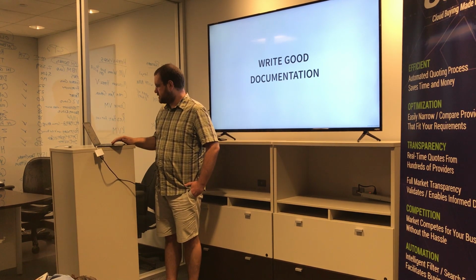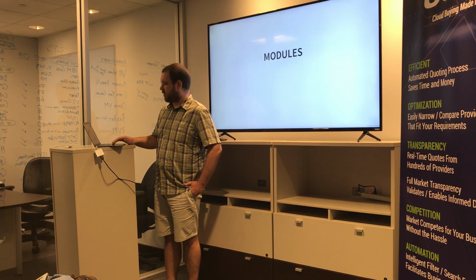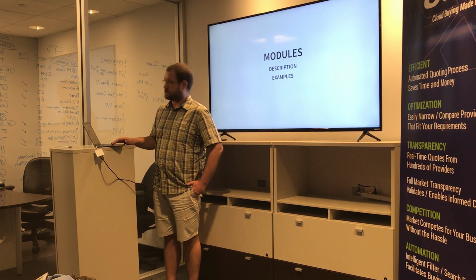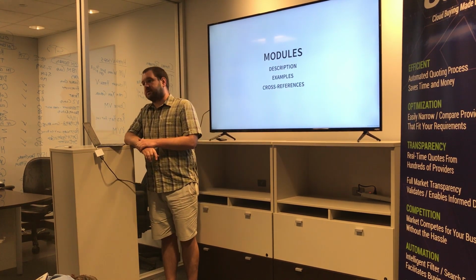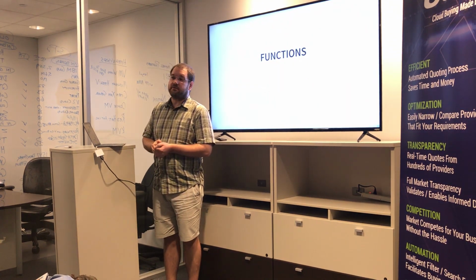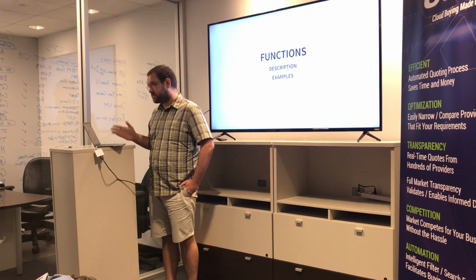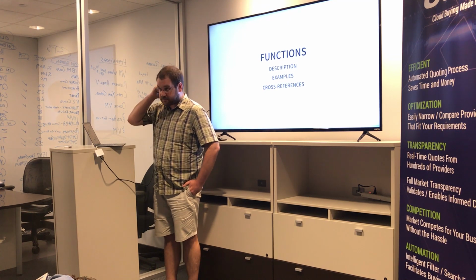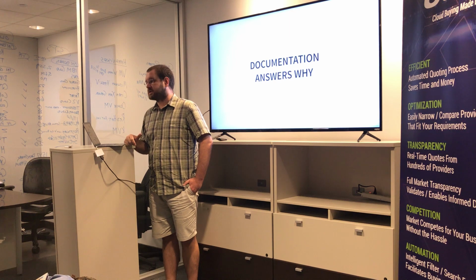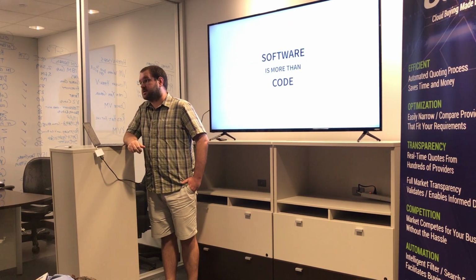So to write good documentation, make sure all of your modules, classes, libraries, collections, or otherwise have clear descriptions, numerous examples, plenty of internal and external links for cross-referencing, and repeat the same thing for every function, method, subroutine, or other piece of runnable code. Give them a description, give them some examples, and give them some links. Documentation answers the why of all of this code. And remember that software is indeed more than just the code that we write.